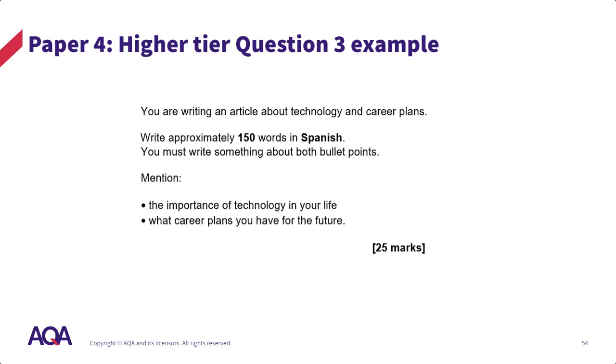Like the current specification, students have to write at least something about both bullets, but the coverage can be unequal. So for this example, a student could say, I think technology is important because I need my mobile phone to contact friends, and that fulfills the bullet point. They could then write in much more detail about the second bullet point, and this is the same principle that we have in the current specification. There are 25 marks for this question, 15 marks for responding to written language, and 10 marks for their knowledge and application of vocabulary and grammar.